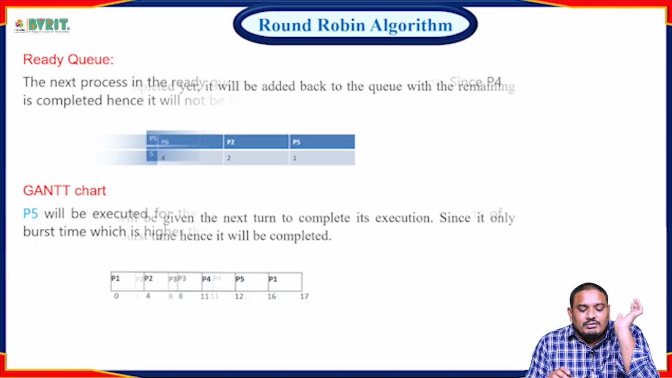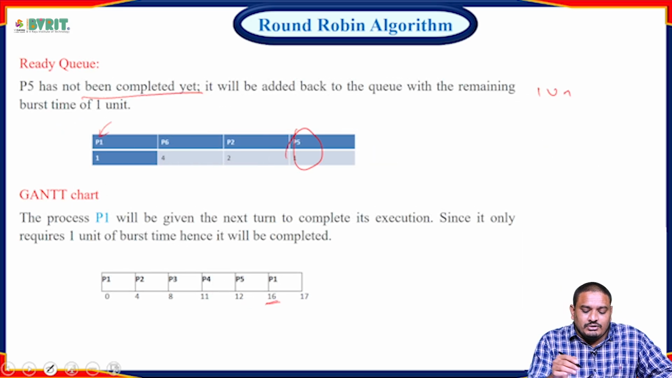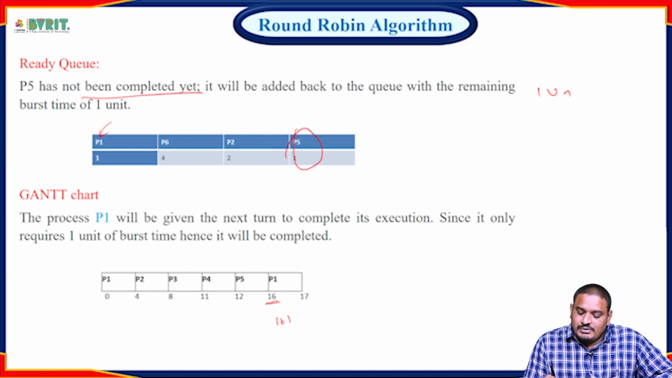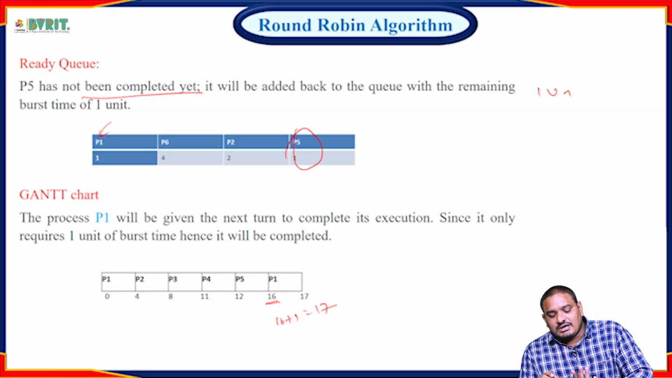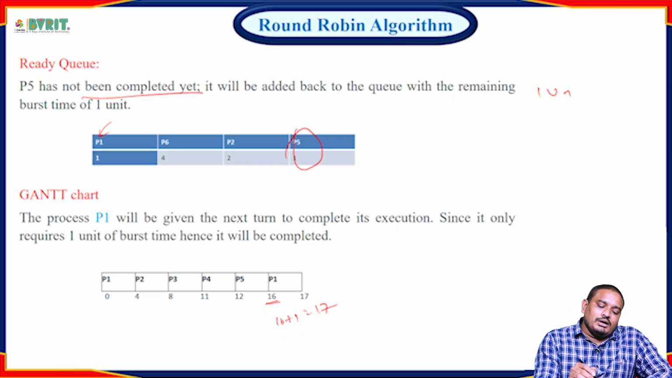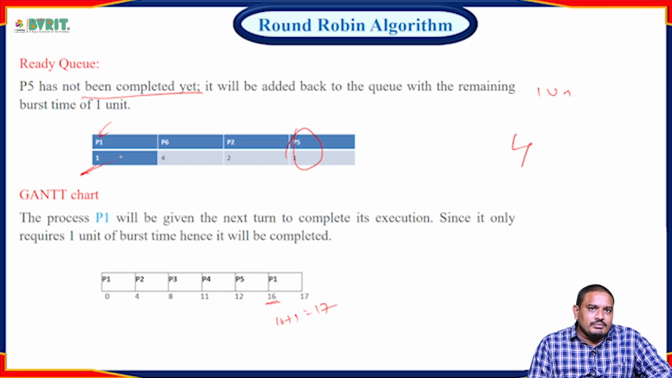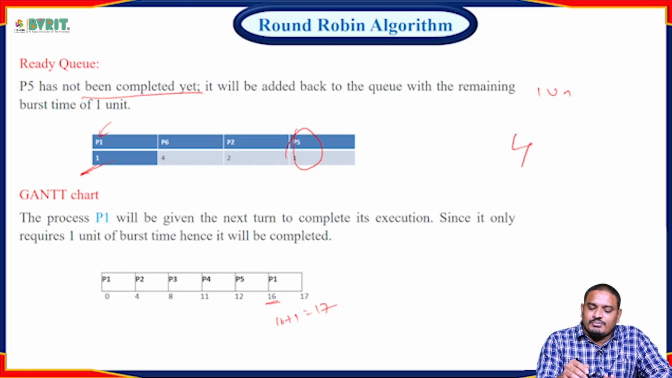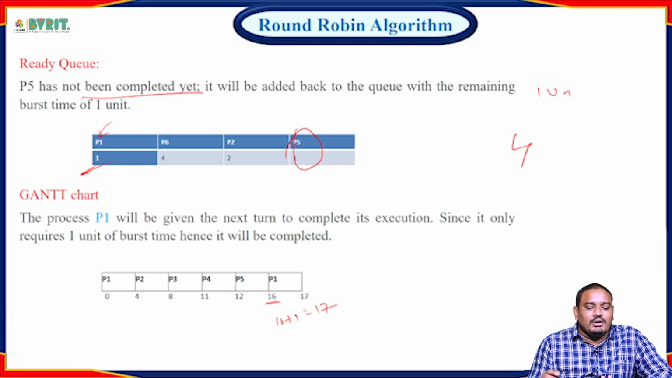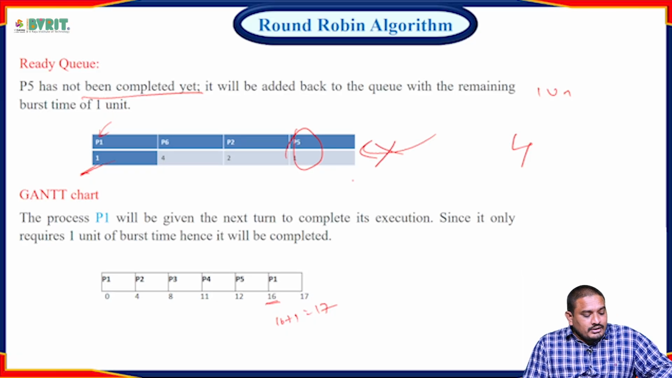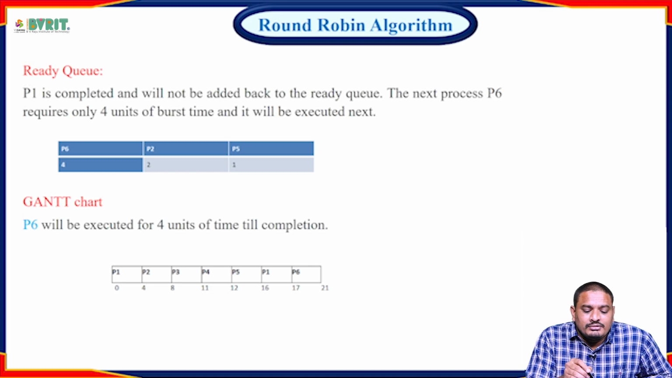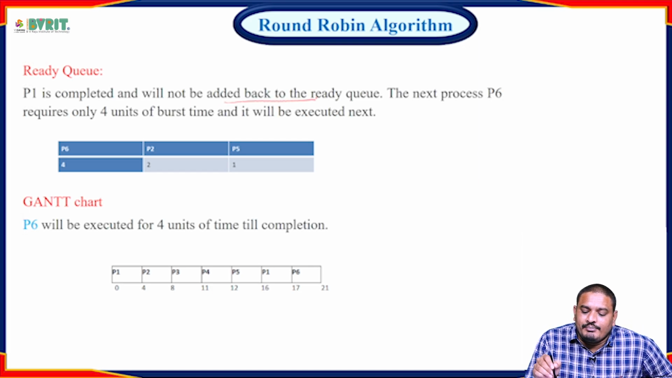Coming to the P1 process, 16 plus this 1 unit is 17. That means P1 is completed after 17 units. Here the time quantum is 4 and the remaining burst time is 1, so P1 is completed. The process is terminated. It is not added to the ready queue. See this one, P1 is completed and will not be added back to the ready queue.